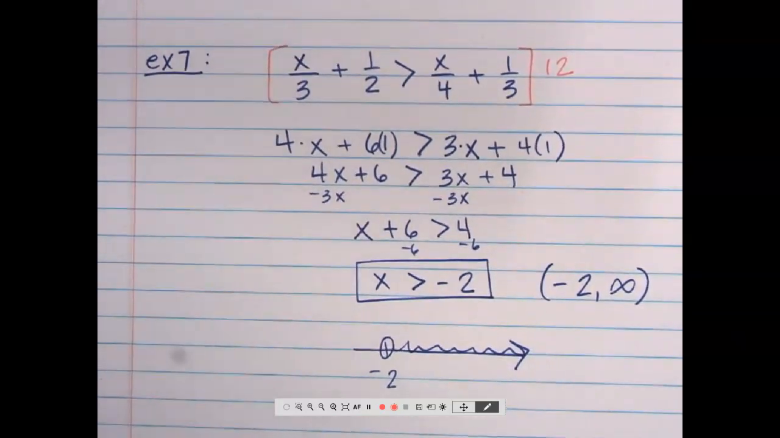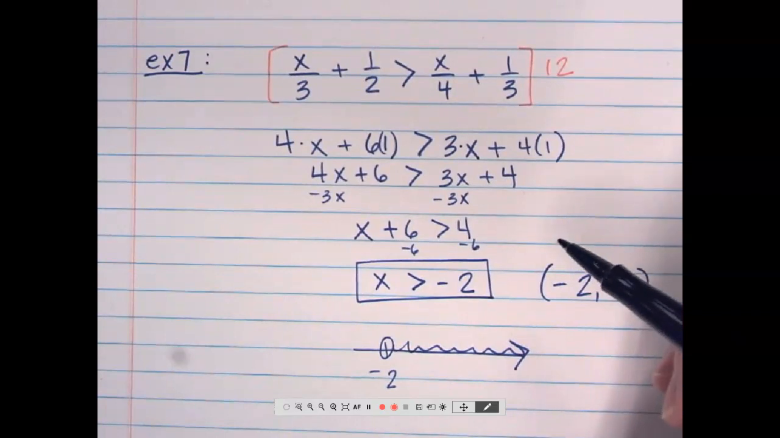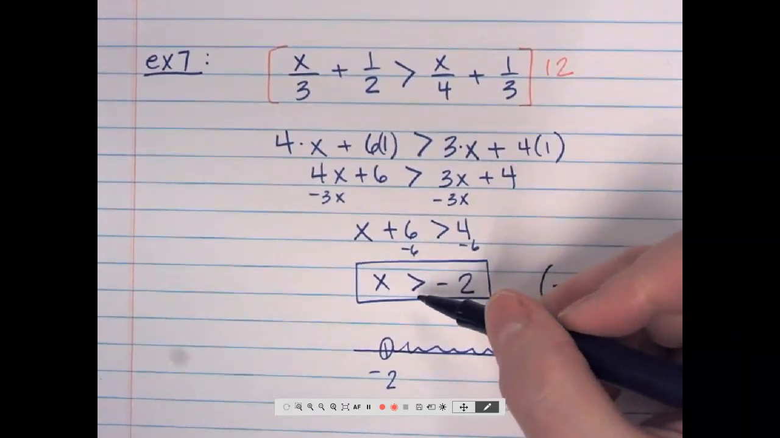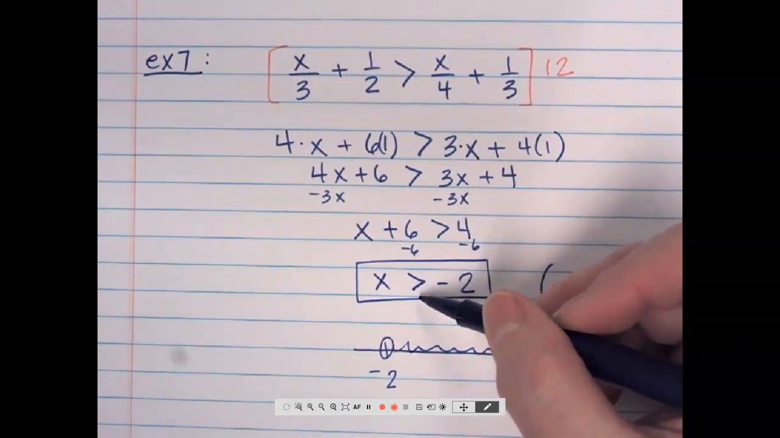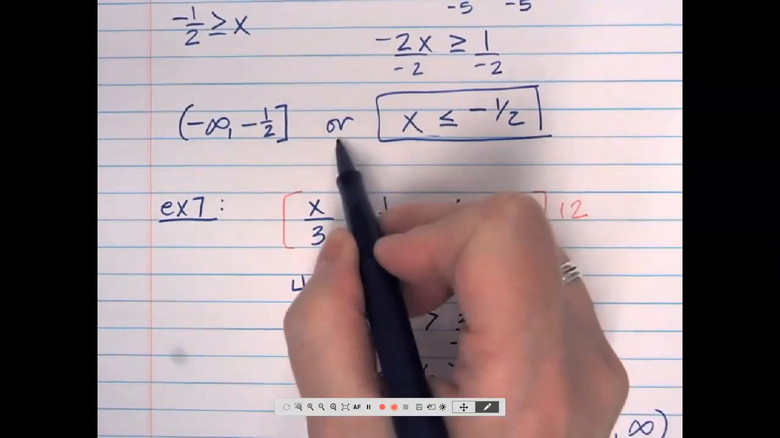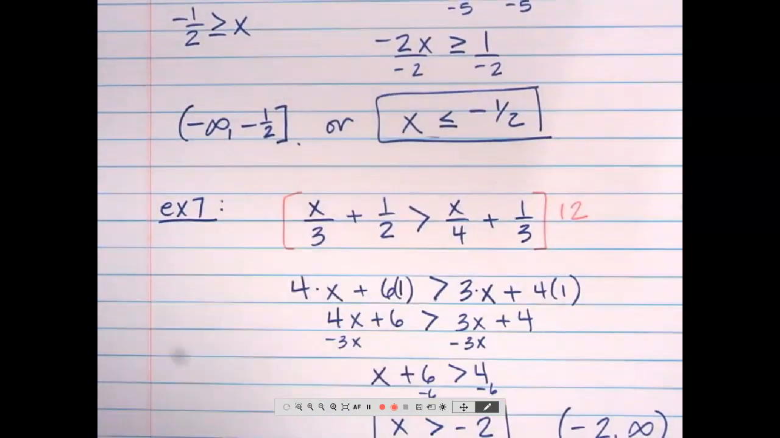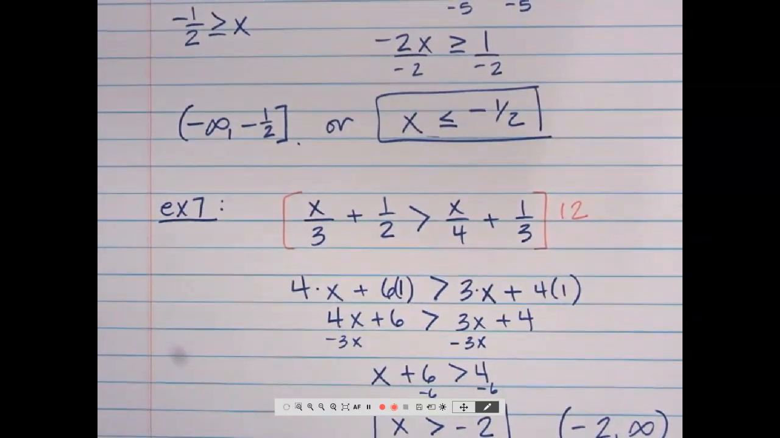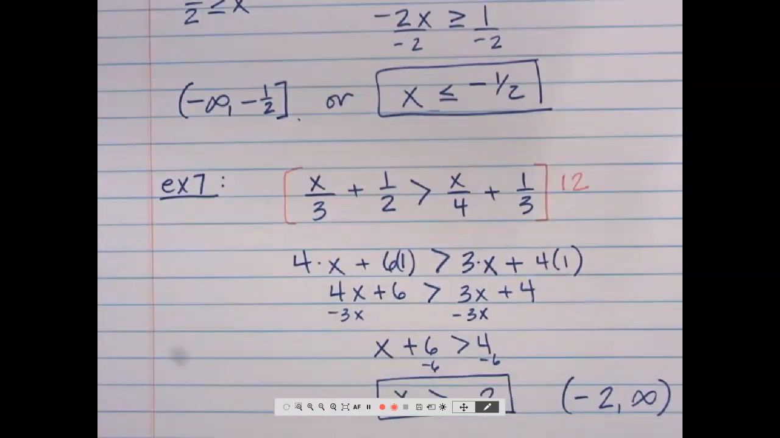Okay, parentheses is used with infinity always. But as far as the numbers go, if there's not an equal to, then we use parentheses. If I had an equal to, like I did up here, then I use brackets. So bracket means include the number. Parentheses means don't include it. Okay. Any other questions?